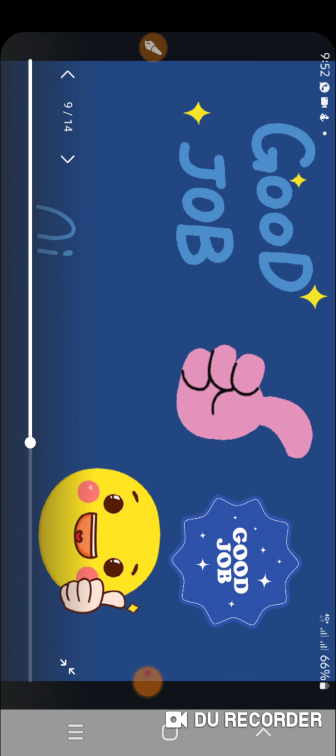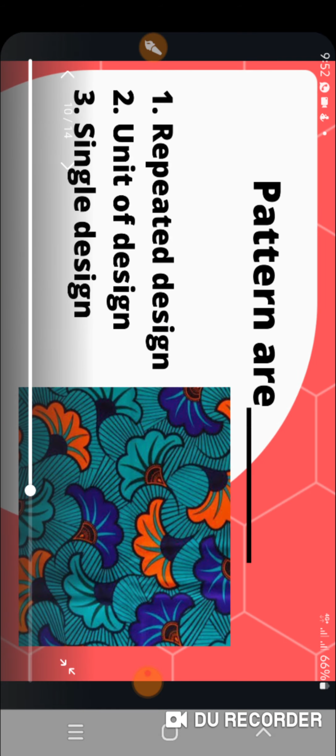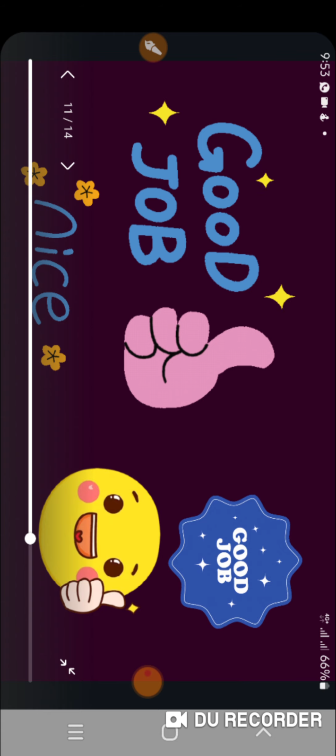Okay, let's move to Group 1. Group 1, the next question. Patterns are dash. Repeated design. Are you sure? Yes, because that Ankara was repeated more than one time.